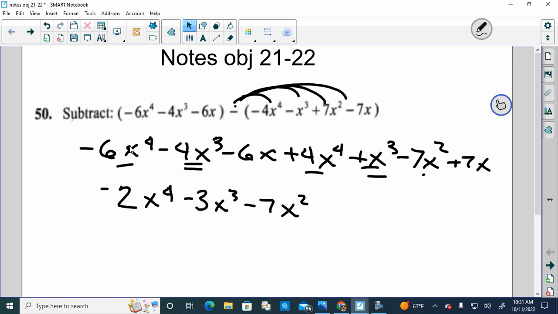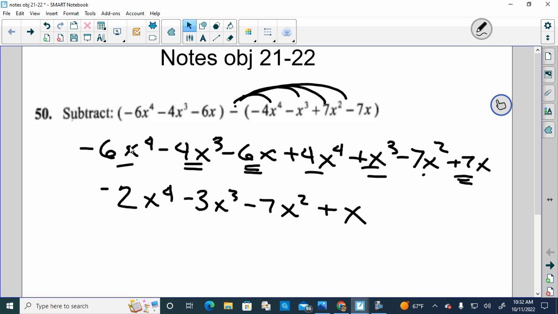Okay, then the next one down is just the one that has the x. We've got one there and one there. So a negative 6 and a positive 7 is just going to be a positive x, or 1x if you put the one. Easy. Hopefully, before you get to this class, you've seen that.